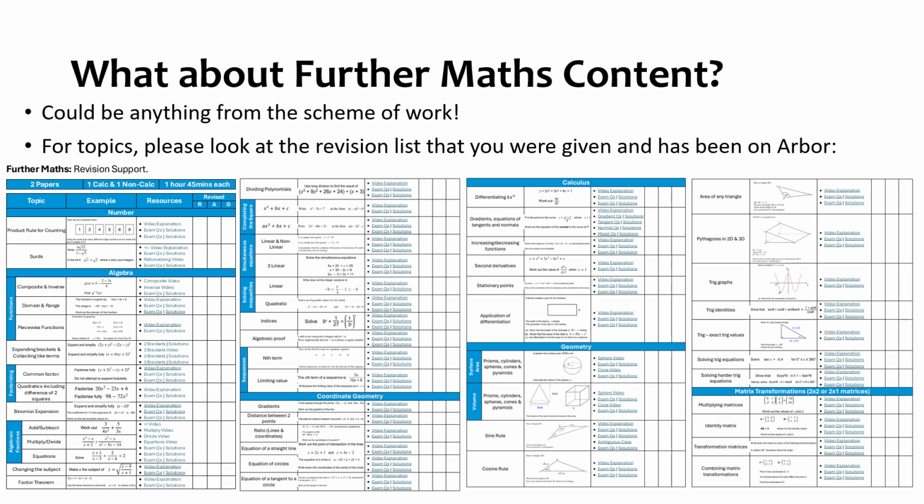For topics, I'd like you to look back at the revision list that I compiled. I've put the pages on the screen now. Obviously, it's difficult to read and see small in this video, but this is still on Arbor for you as a PDF. You've got a list of every single topic in the further maths scheme of work. You've got an example of what a particular question might look like, and then you have got lots of resources that you can use to revise those particular topics.